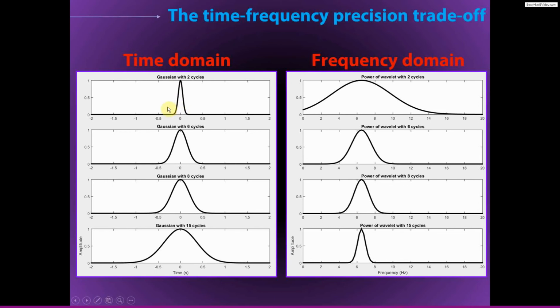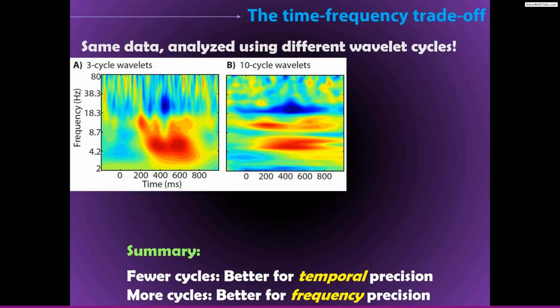Okay, enough theory. Let's see how this looks applied to real data. So here we have exactly the same EEG data and almost exactly the same wavelets, so all the same frequencies and everything like that. The only thing that differed is that here I used 3-cycle wavelets and here I used 10-cycle wavelets. So here's the question. Which one of these two reveals the correct insight into what is happening in these data?